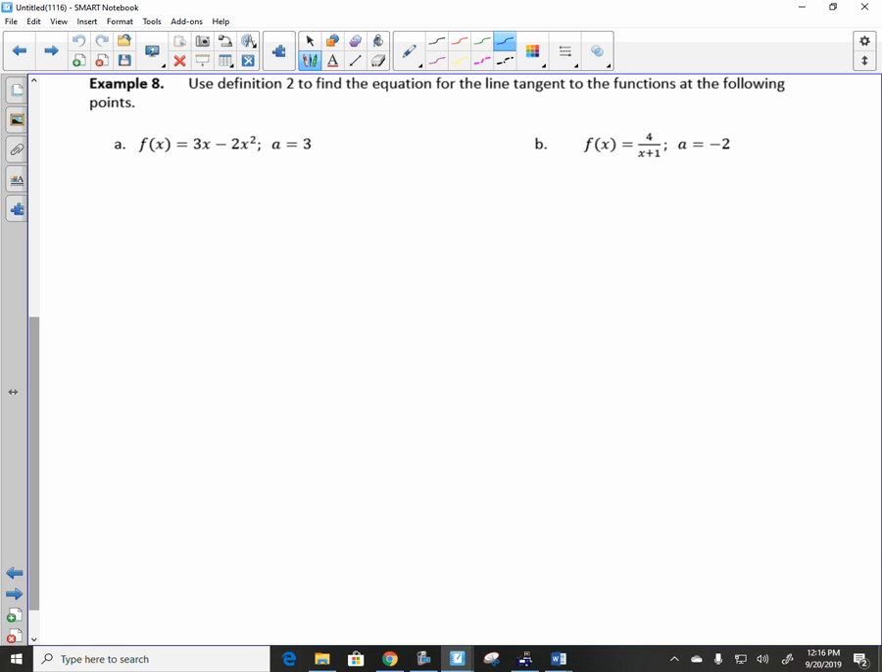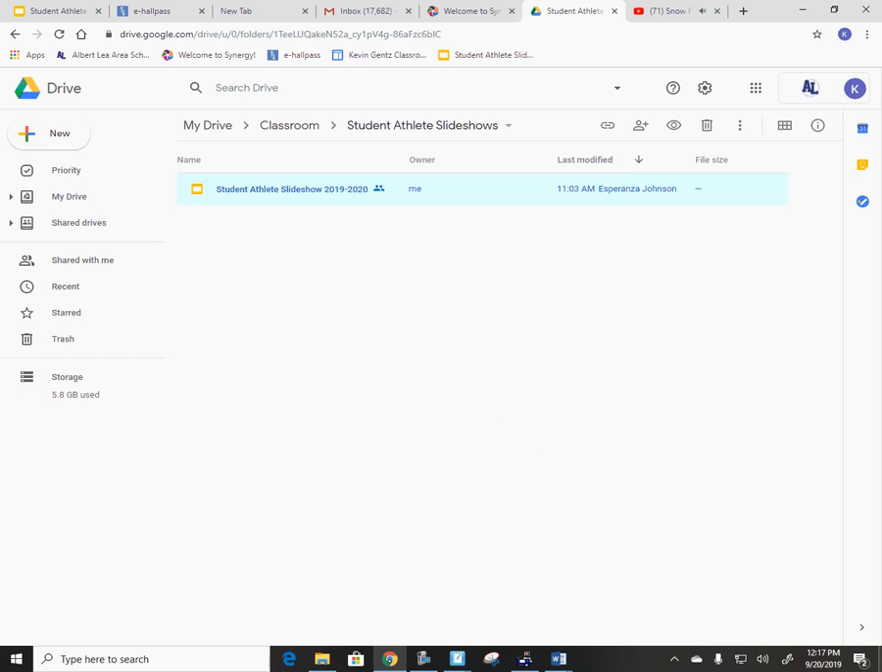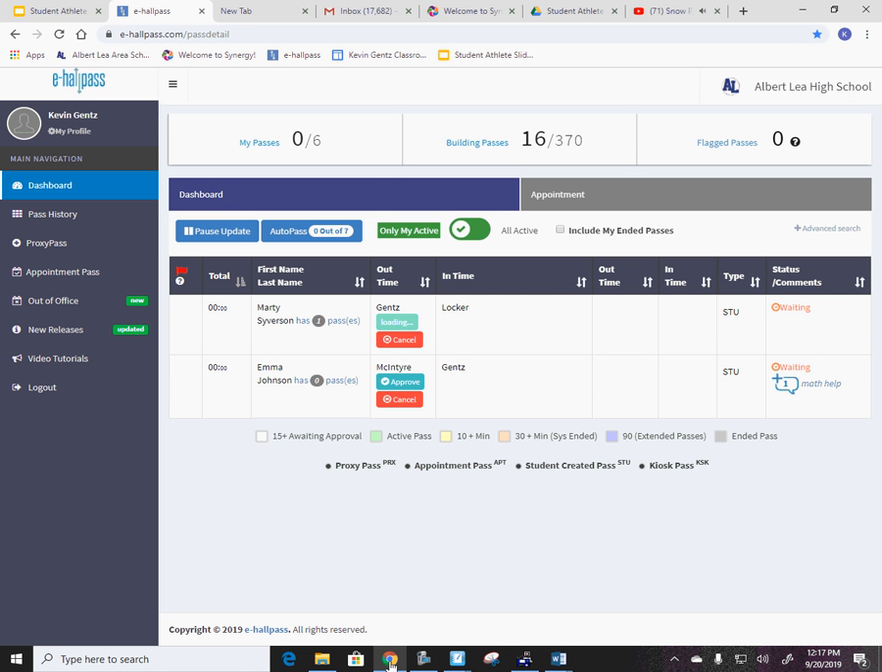I have f prime of a is equal to the limit as h approaches 0 of f of a plus h minus f of a all over h. We're doing letter B. So I write the limit as h approaches 0 of, what I do is I plug in a plus h for x.